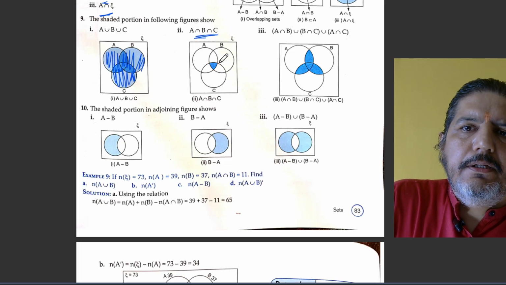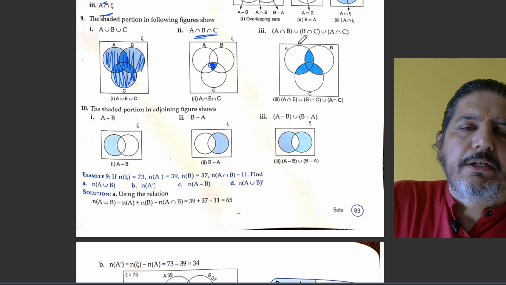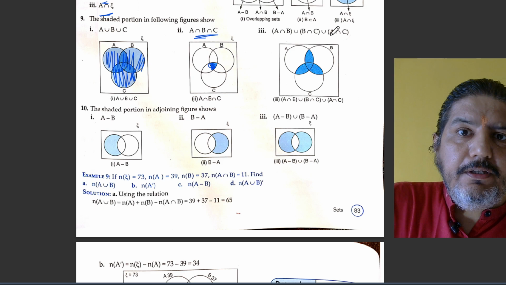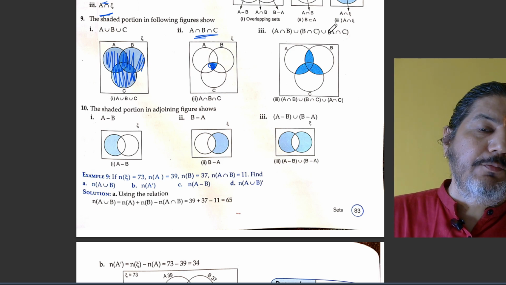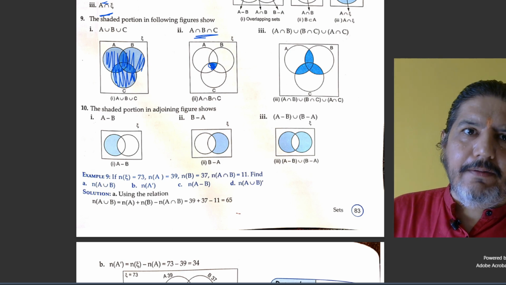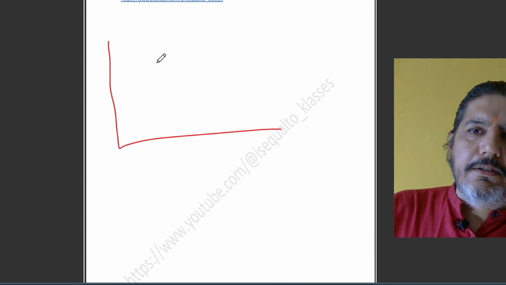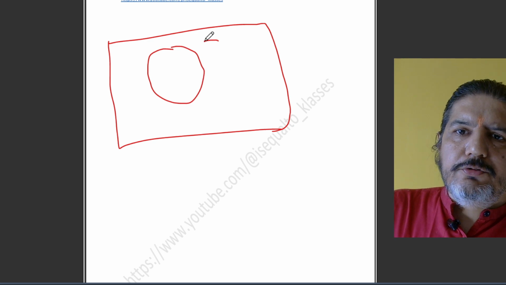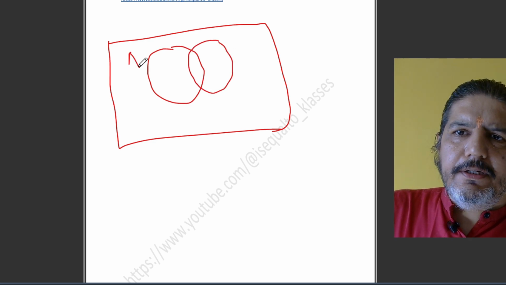This is A intersection B. Now A union B, A intersection B, union B intersection C, union A intersection C. Seems to be difficult, but very easy. Don't worry. I'll make this and show it to you. On the looks of it, it seems very difficult, but it's pretty easy.